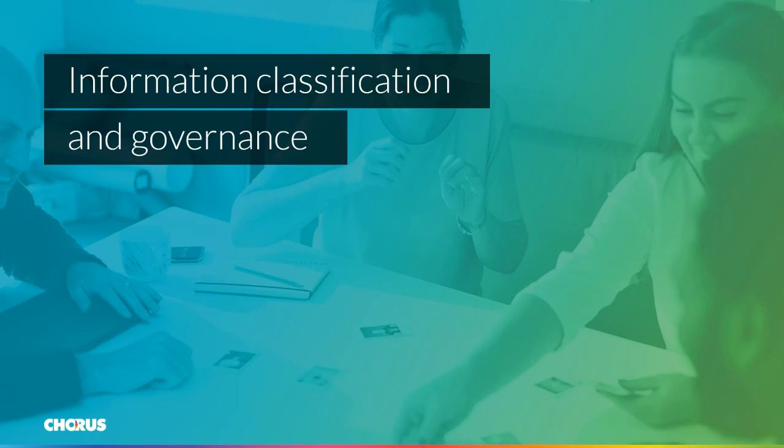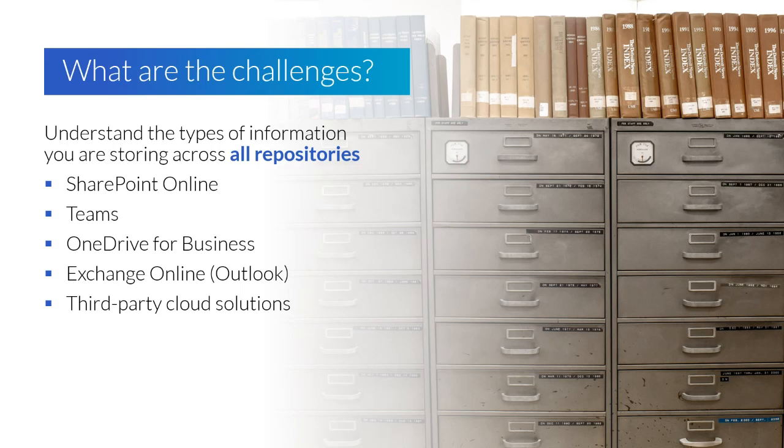Okay, so information classification and governance. What are the challenges here? We're really trying to understand what kind of information we're storing. We're trying to get a better handle on what information we're storing as an organization across all of our data stores, whether it's SharePoint Online, whether it's Teams, OneDrive for Business, Exchange mailboxes, even third-party cloud solutions and file systems.